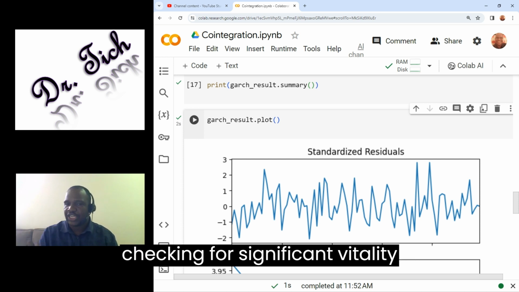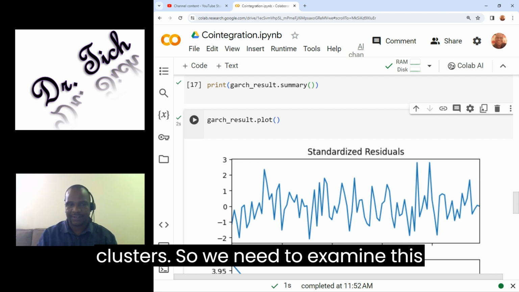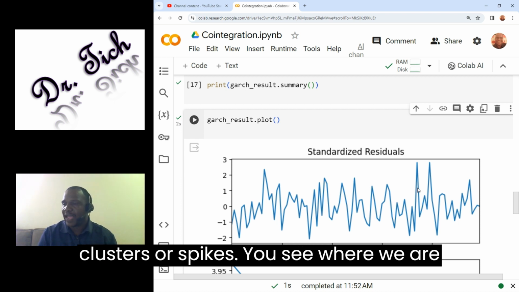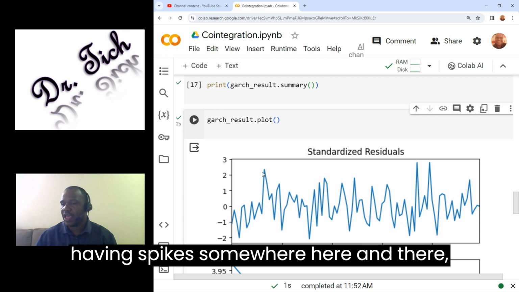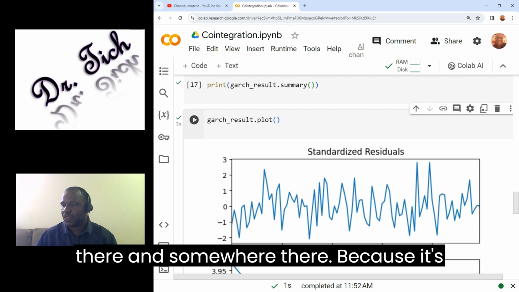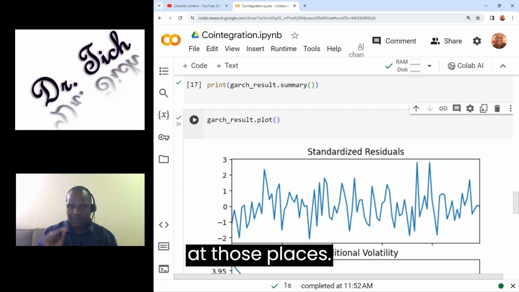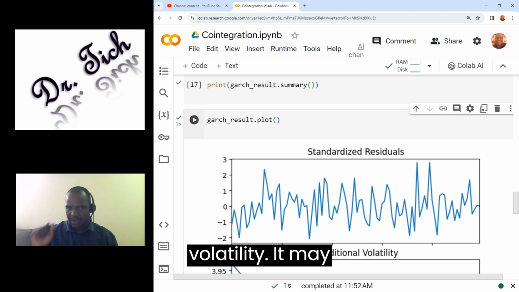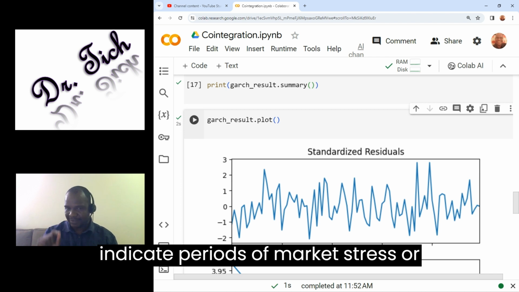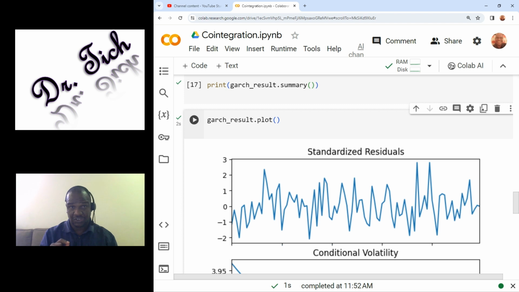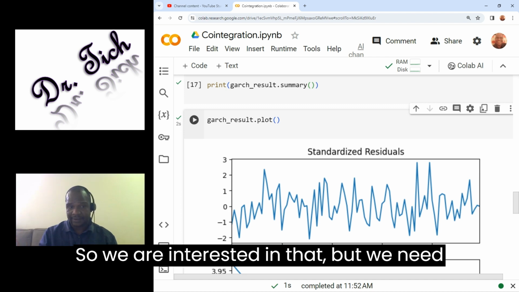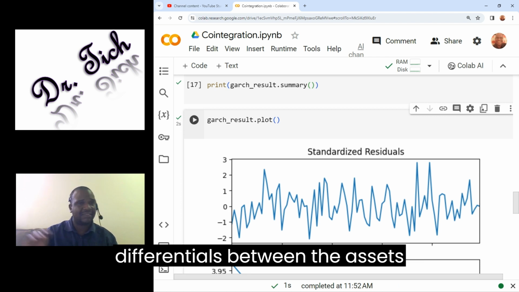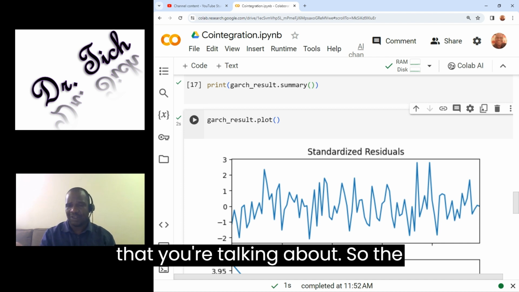We are interested in checking for significant volatility clusters. So we need to examine this plot to check for significant volatility clusters or spikes. You see where we are having spikes somewhere here and there, and maybe somewhere there, and somewhere there, because it's at those places where, if we have elevated volatility, it may indicate periods of market stress or potential arbitrage opportunities. So we are interested in that, but we need to take note that arbitrage actually involves exploiting price differentials between the assets that you are talking about.